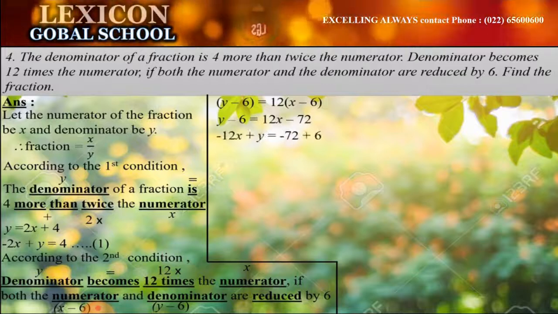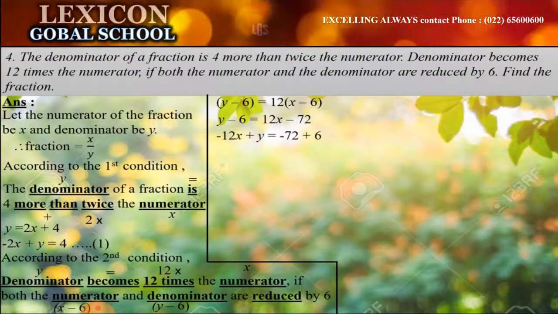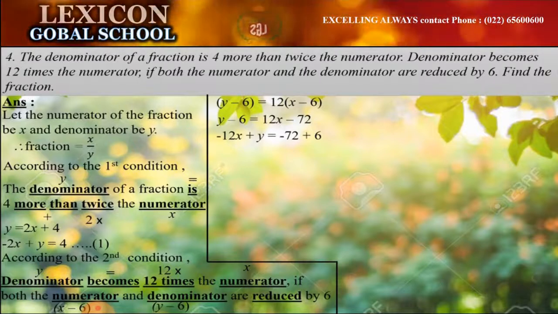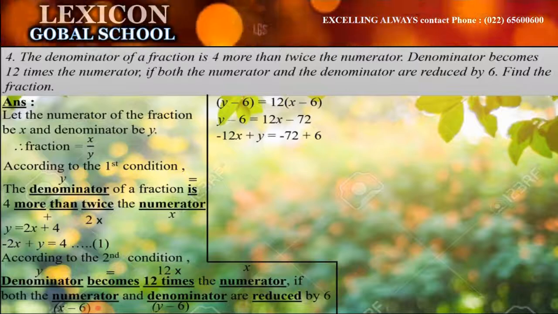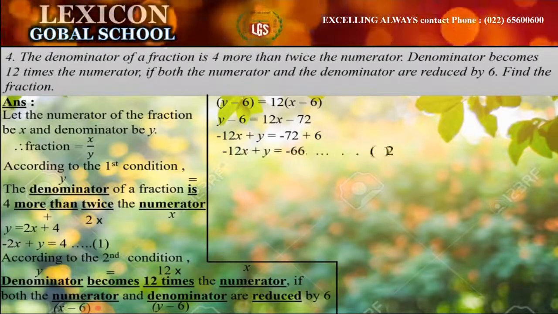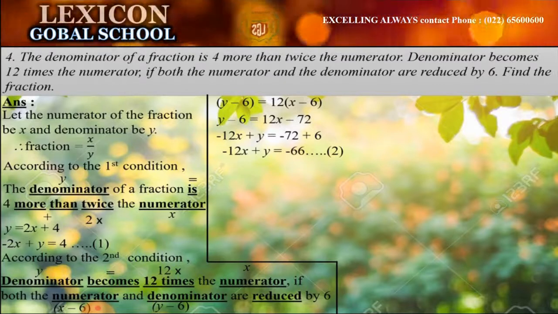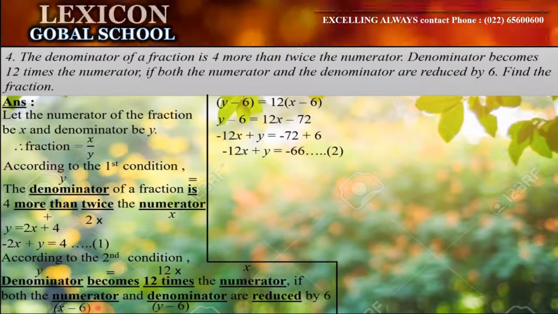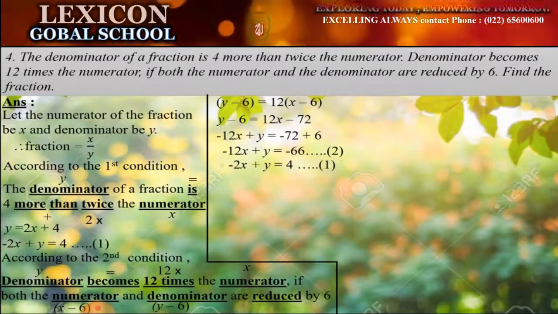When you get x and y in your LHS and numbers on your RHS, you get minus 12x plus y is equal to minus 72 plus 6. Therefore, minus 12x plus y is equal to minus 66 is our equation number 2. Let us write equation number 1 below it.